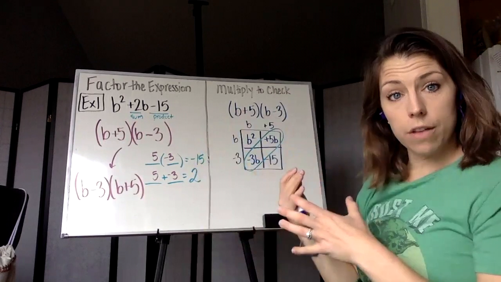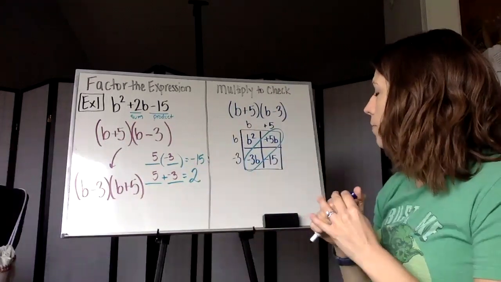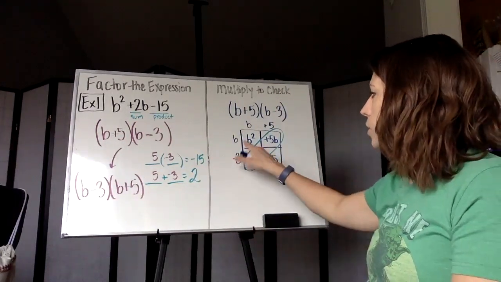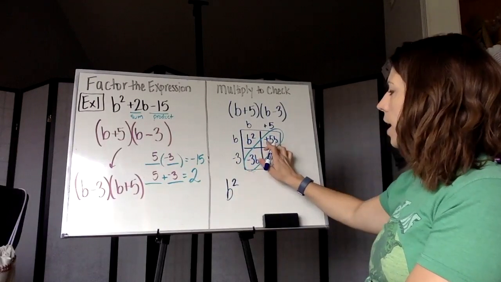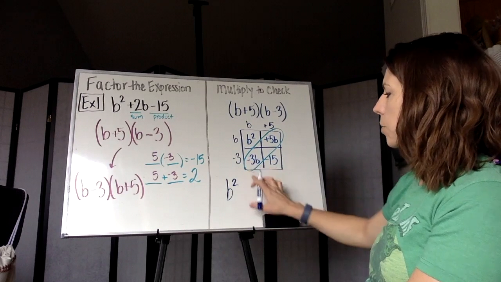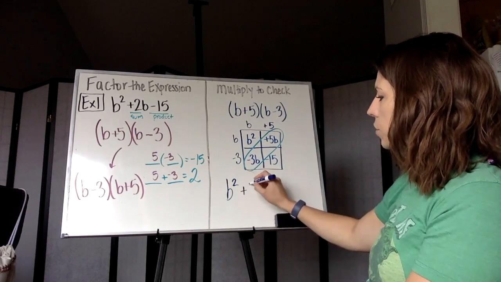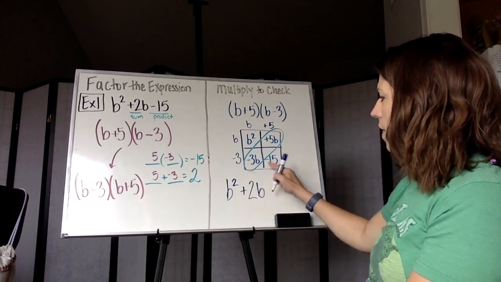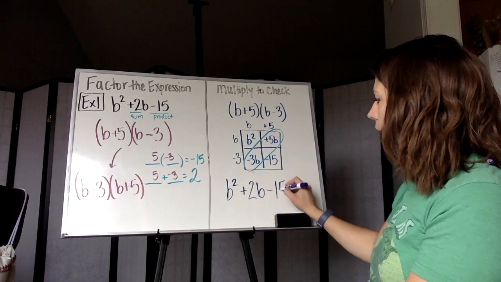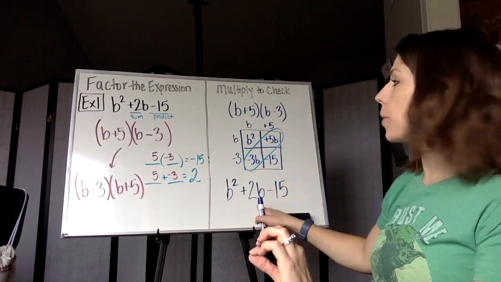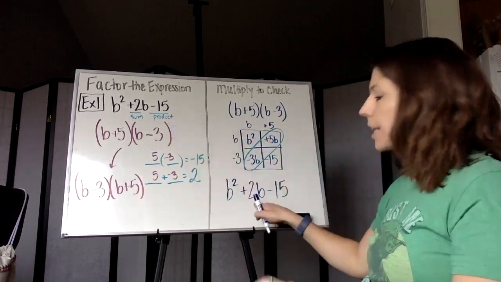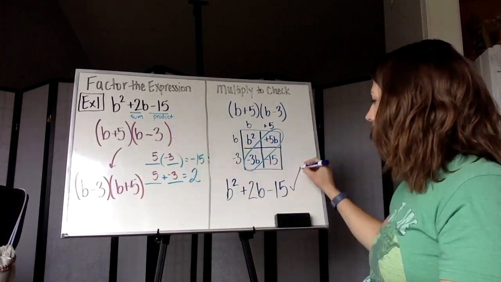So when we take out all of our terms from the area model, we're going to start with the term with the greatest degree, B squared. What is a positive 5B minus a 3B? That's a positive 2B. And then our last term is negative 15. Is this exactly what we started with? Yes, it is. That's how we know that we are correct.